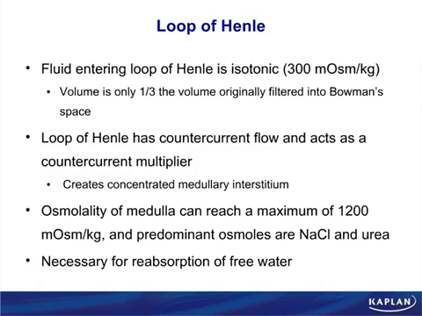The next segment is the loop of Henle. The fluid entering the loop of Henle is isotonic. This is the ultrafiltrate leaving the proximal tubules. So the osmolarity is 300 milliosmoles per liter. This volume is only 1/3 of the volume originally filtered at Bowman's space.